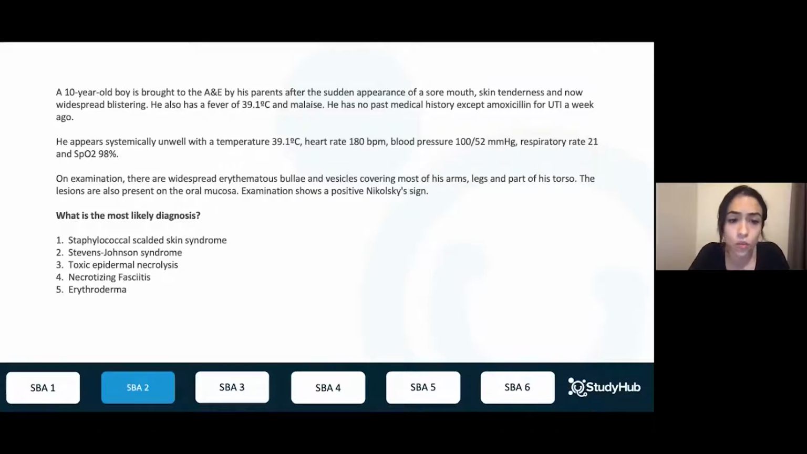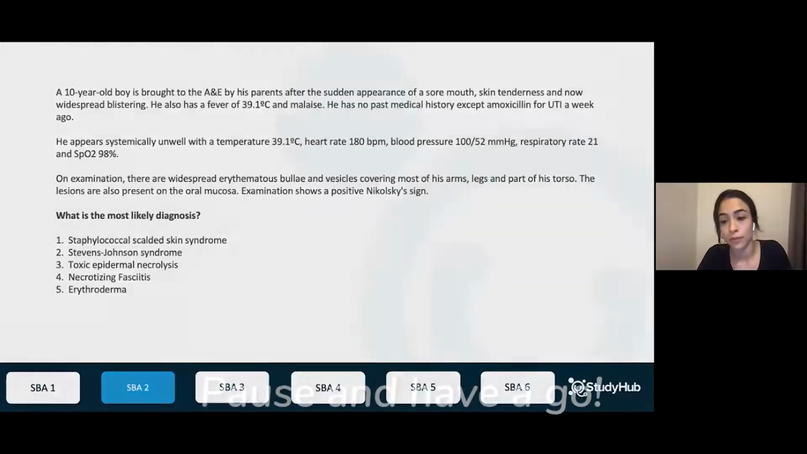On examination, there are widespread erythematous bullae and vesicles covering most of his arms, legs, and part of his torso. The lesions are also present on the oral mucosa. Examination shows a positive Nikolsky sign. What is the most likely diagnosis? 1, staphylococcal scalded skin syndrome. 2, Stevens-Johnson syndrome. 3, toxic epidermal necrolysis. 4, necrotizing fasciitis. Or 5, erythroderma.